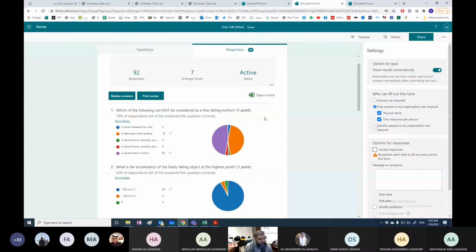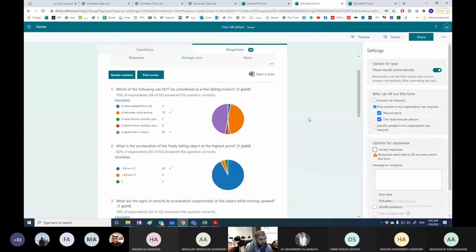Which of the following cannot be considered as free falling motion? The correct answers are helicopter while landing, because the helicopter has other forces acting on the object than the gravitational force. Parachutist also. You cannot neglect the air resistance in the case of the parachute. But a stone released from rest is correct, it is a free fall. A stone thrown vertically upward is a free fall, or vertically downward, it is also free fall.